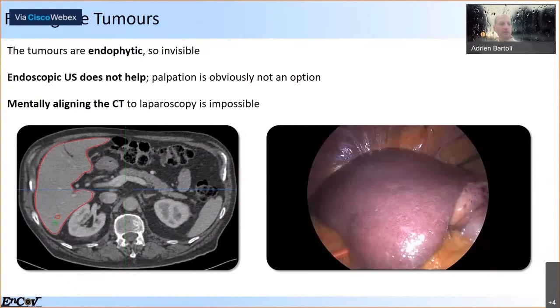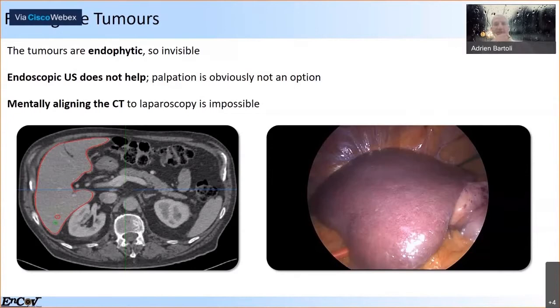Typically in this data, you can see what's going on inside the organ. On the left, you have a slice of a CT scan of a liver. That's the liver here, contoured in red. In this liver, there are two tumors, one in red here and one in green. And these tumors are endophytic. It means they're really inside the organ.